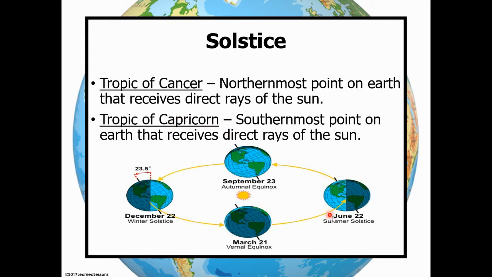So on the tropic, on June 22nd, we have the summer solstice, and this is going to be the start of summer, obviously. And then on December 22nd, the sun is directly going to hit the Tropic of Capricorn, and that's the southernmost point on Earth that receives direct rays of sun, okay? And that's going to cause the start of winter. On the other hand, we have the equinoxes in September and March, where again, days and nights are 24 hours.